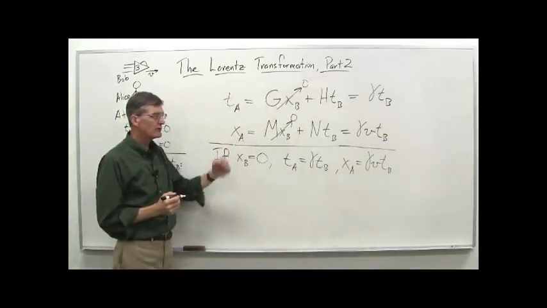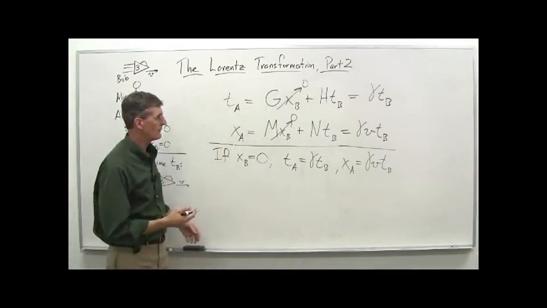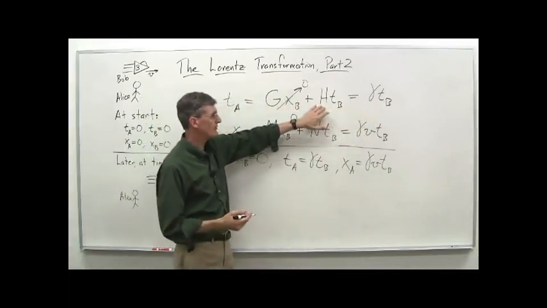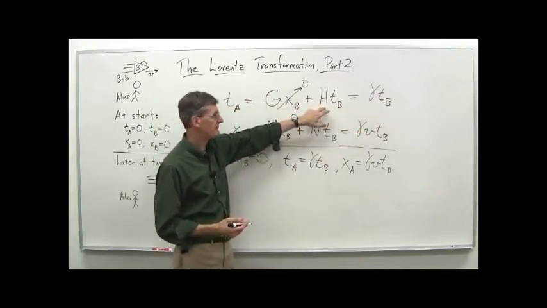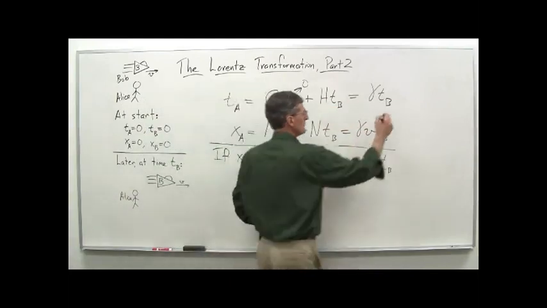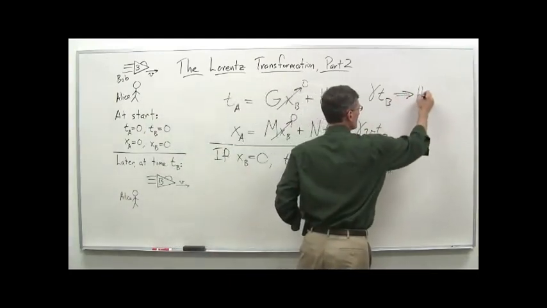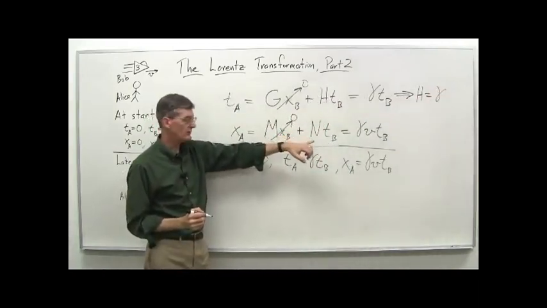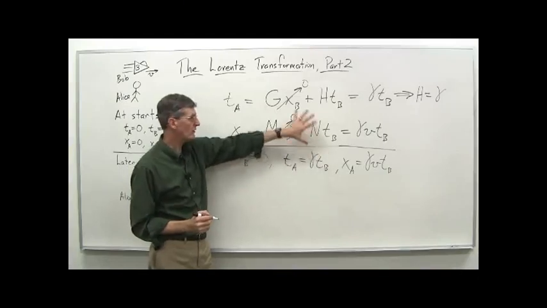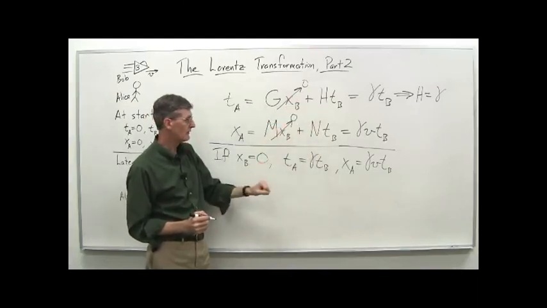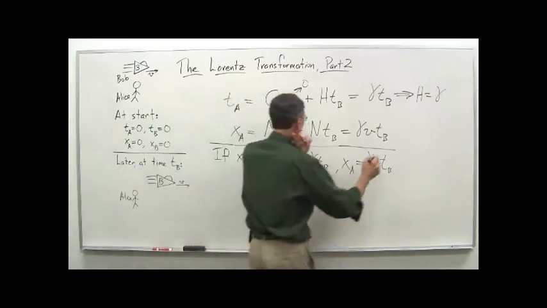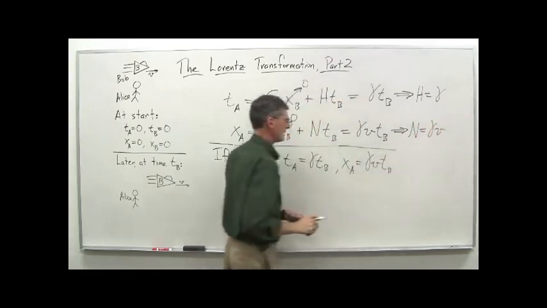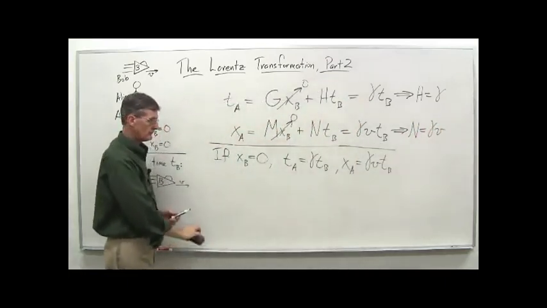And lo and behold, immediately you can see what H and N are. And you've probably already seen it. If TA equals gamma TB and also equals H TB, clearly H equals gamma. Right? H TB equals gamma TB. So this implies H equals gamma. And for this one, XA equals gamma V TB, which equals N TB in our general form, linear form of our transformation equations. And therefore, this implies N equals gamma V.